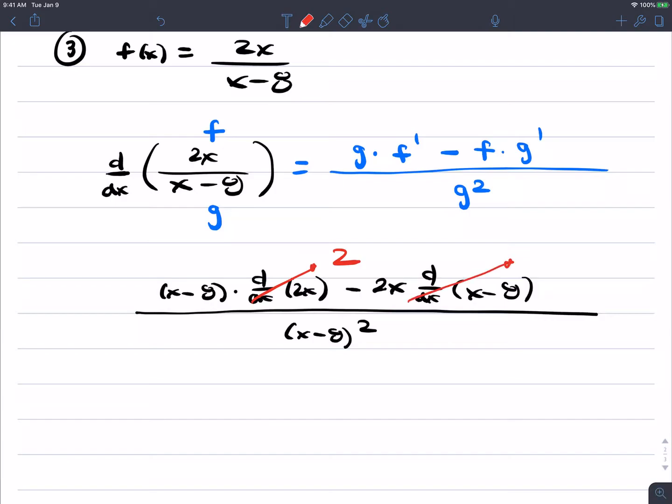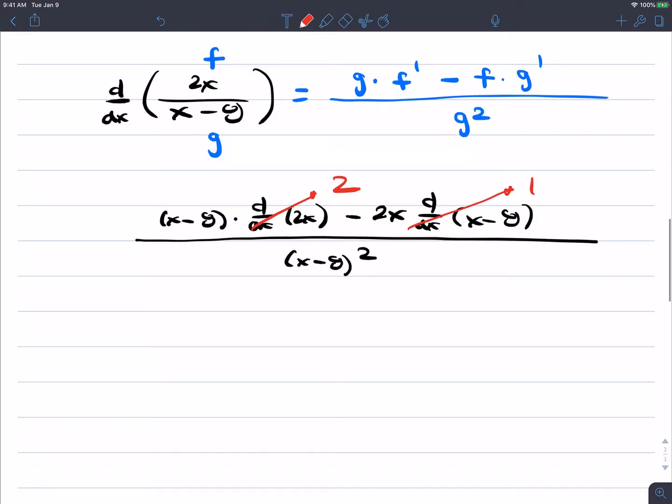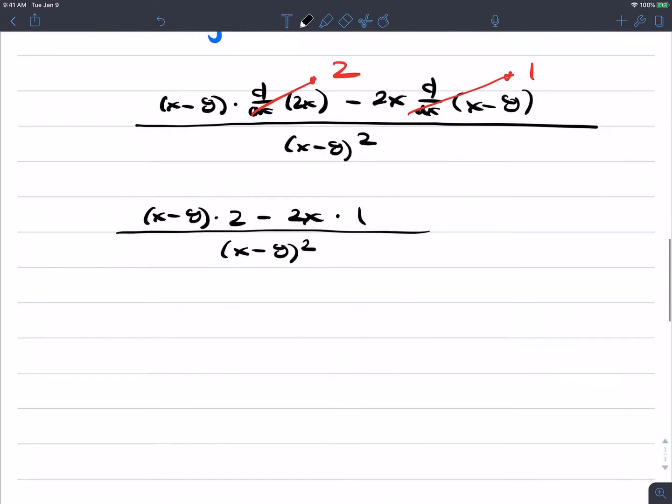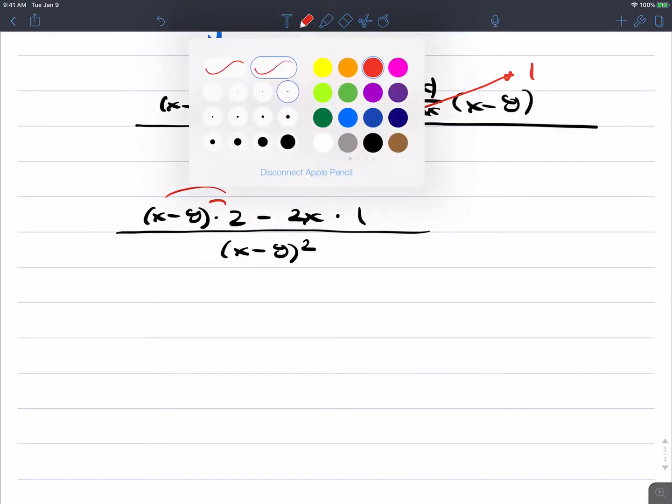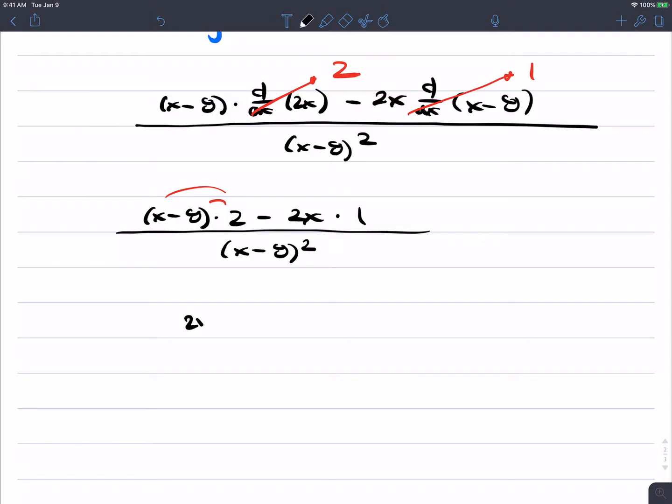Two. 1. These are my derivatives. Now we're going to have to do some algebra here. We get x minus 8 times 2 minus 2x times 1, everything over x minus 8 squared. So as I do my distributive property and I multiply here, we get 2x minus 16 minus 2x, everything over x minus 8 squared.